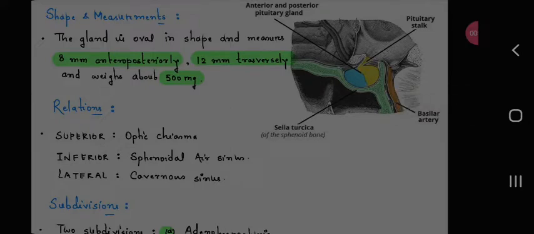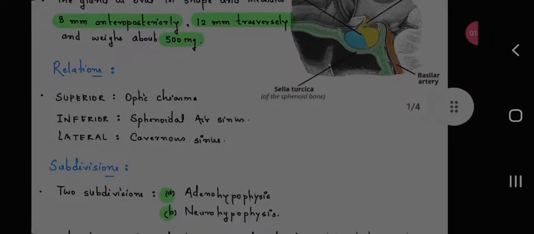Shape and measurements: anterior and posterior pituitary gland, pituitary stalk, sella turcica of the sphenoid bone, and basilar artery. The gland is oval in shape and measures 8 mm anteroposteriorly, 12 mm transversely, and weighs about 500 mg. Relations: superior, optic chiasma; inferior, sphenoid air sinus; lateral, cavernous sinus.